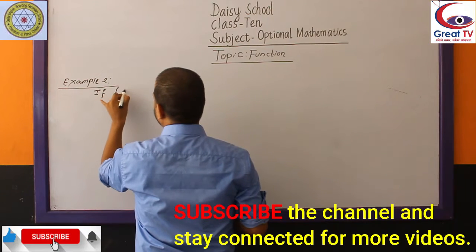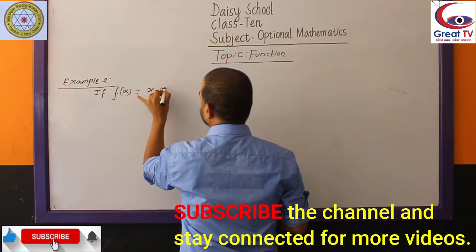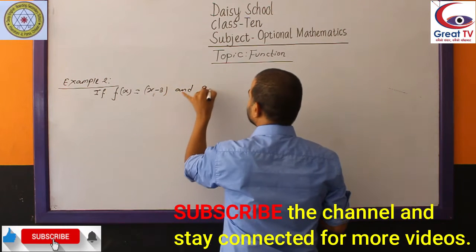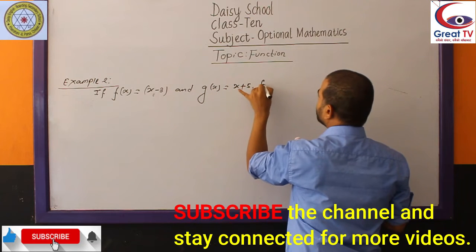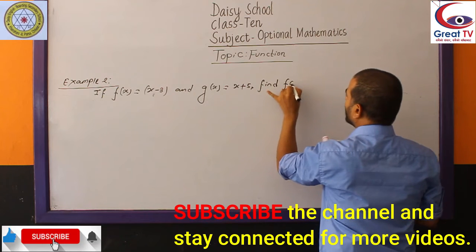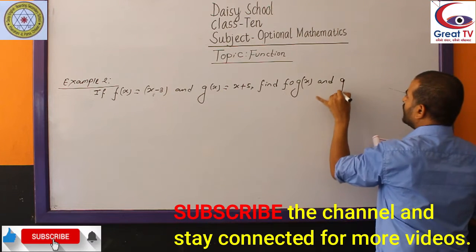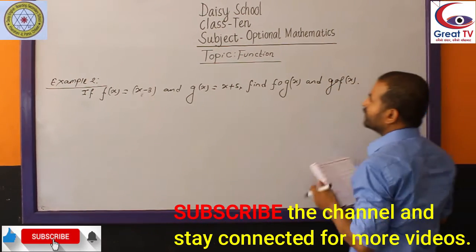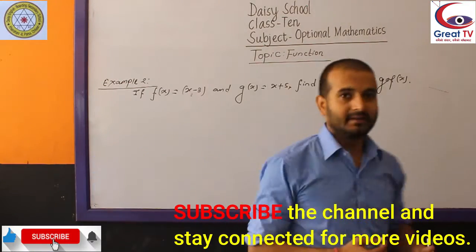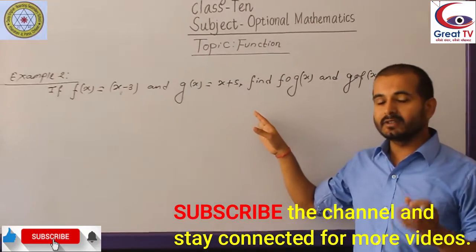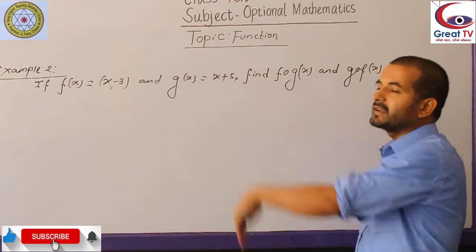If f(x) equals x minus 3 and g(x) equals x plus 5, find f o g(x) and g o f(x). They are both composites of f and g, but it depends upon the formation, which one is first and which one is second. So dear students, please look carefully. Now we are finding the composite in terms of an algebraic expression.